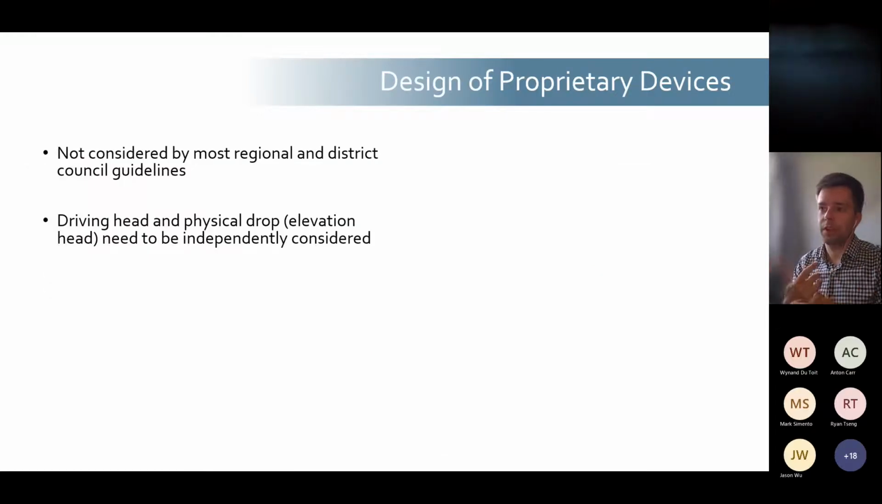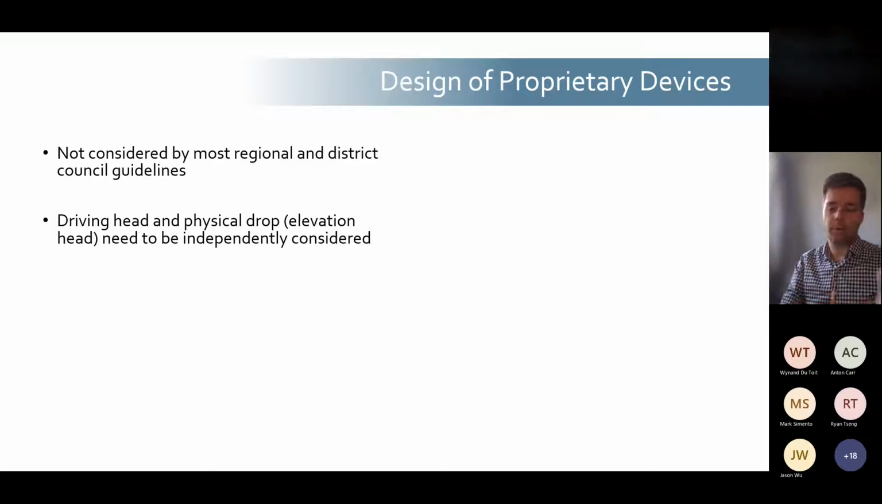With the design of proprietary devices, most council guidelines don't consider the hydraulic design of proprietary devices as part of their guidelines, and it is kept separate. The distinction between driving head and physical drop, they need to be independently considered. Whether you're retrofitting a treatment device into an existing line, so you'll have minimal drop through the device, you will still have driving head that is in excess of that physical drop.